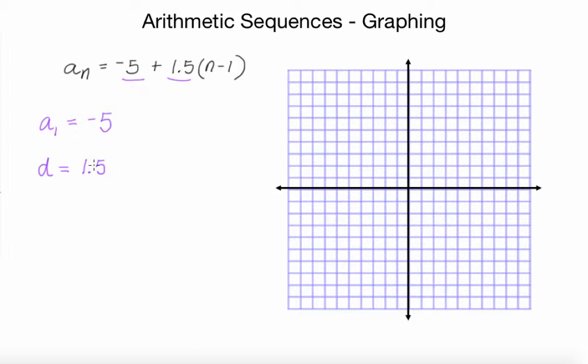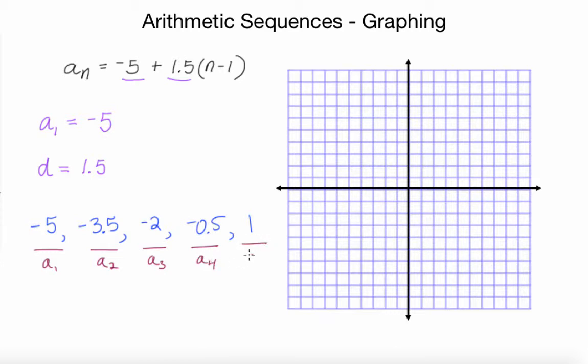If I know those two things, I have enough to make a sequence pattern. My formula lets me find any other term that I want to. And if we write the first few, we can see. Let's do that here. So we've got -5. If I add 1.5 to that, that's -3.5. If I add 1.5 to that, that's -2. Add 1.5, we get -0.5. And add 1.5, and we get up to 1. So what do we have? We have the first term, the second term, the third term, the fourth term, and the fifth term. We just listed out the first 5 terms of the sequence.